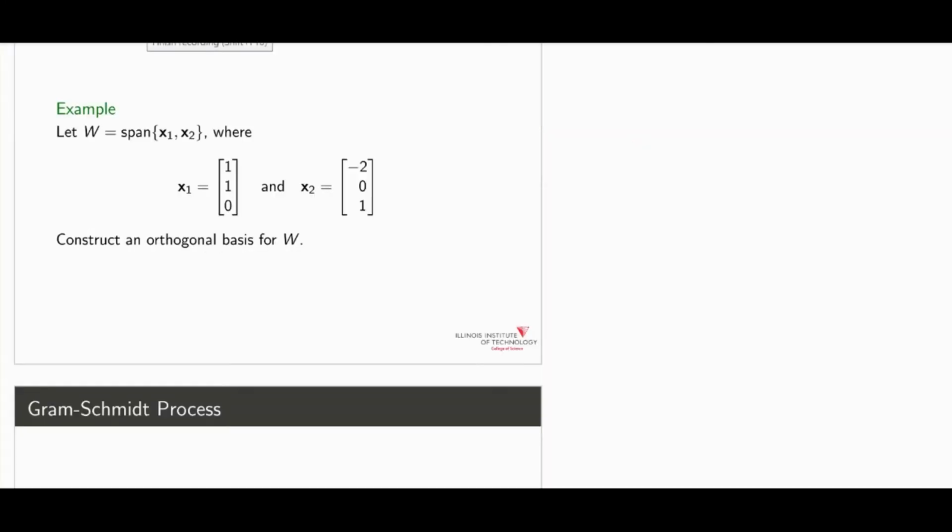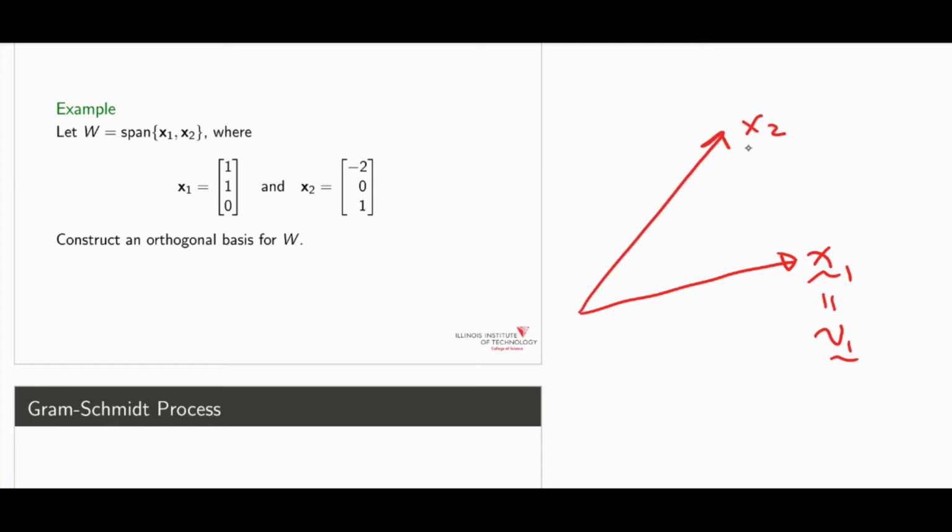Let me draw you a picture and show you how this is done. Now I am taking my x1. This is the vector right here, and let's give it another name, v1. Now I have this x2 somewhere. We know that x1 and x2 are not orthogonal vectors.